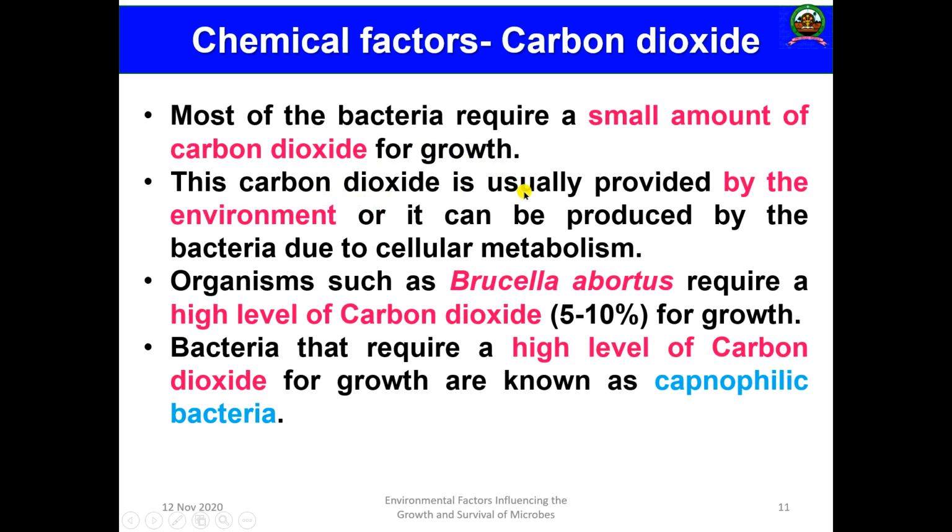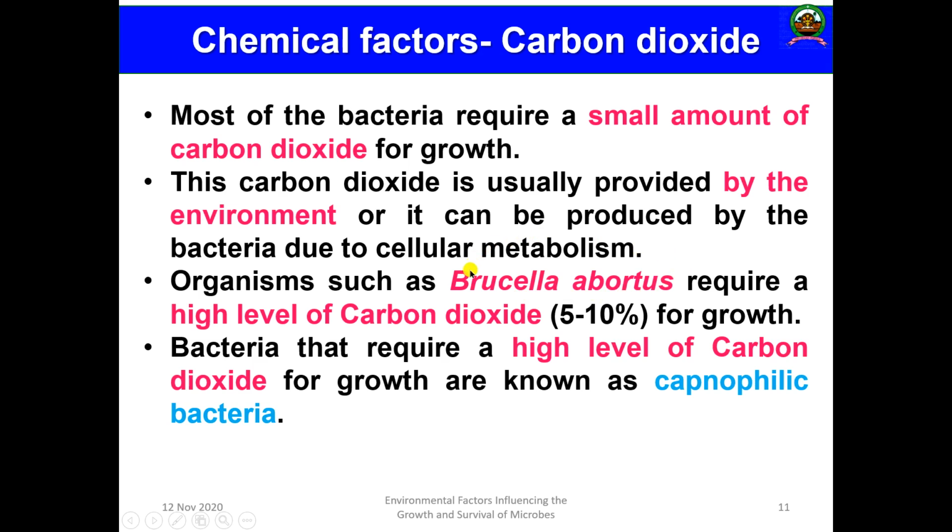This carbon dioxide is generally provided by the environment. You know that when photosynthesis happens, as we discussed in the last class, organisms take oxygen and release carbon dioxide, and that carbon dioxide will be utilized by various organisms. It can be produced by bacteria, and plants also utilize that carbon dioxide due to cellular metabolism.